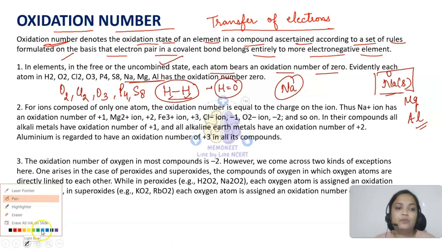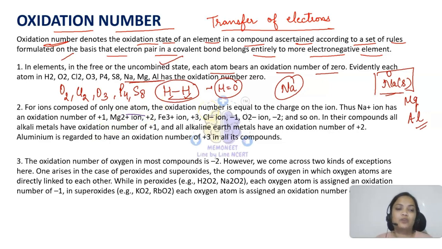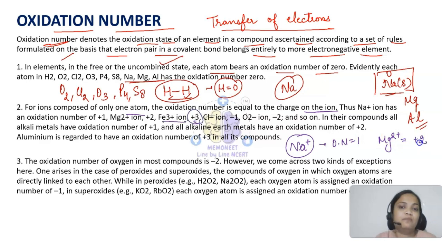Now moving on to the second one. The second rule states: for ions composed of only one atom. If I am having a monoatomic ion, of course, that is what is meant by ions composed of only one atom, the oxidation number is equal to the charge on the ion. Let's say if I am having Na+ ion, the oxidation number of Na+ would be +1, right? Similarly, if I am talking about Mg2+, the oxidation number is +2. Now chlorine, Cl minus. If I am having Cl minus, in that case the oxidation number will be -1. For O2 minus, the oxidation number will be -2.